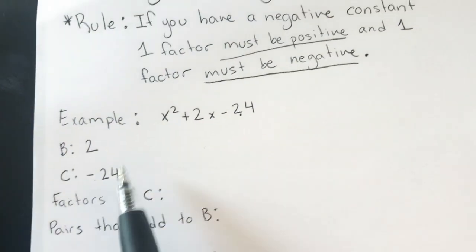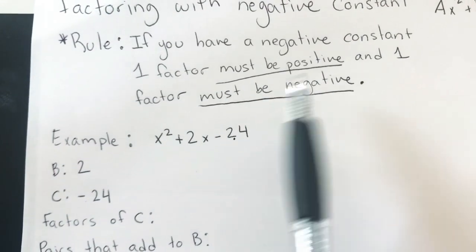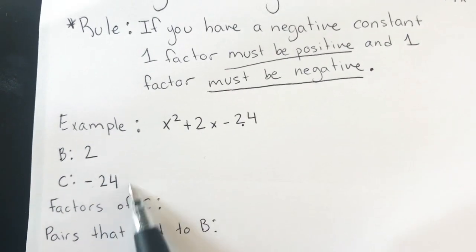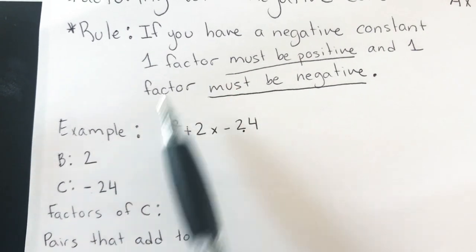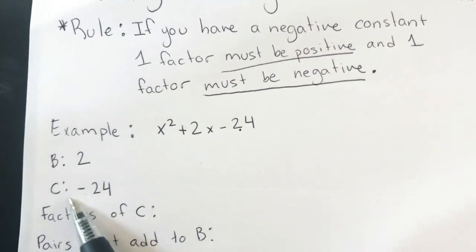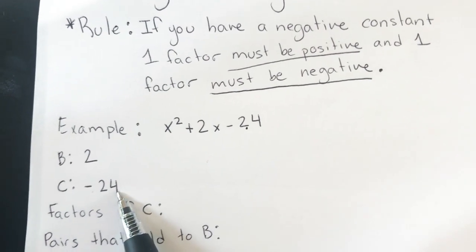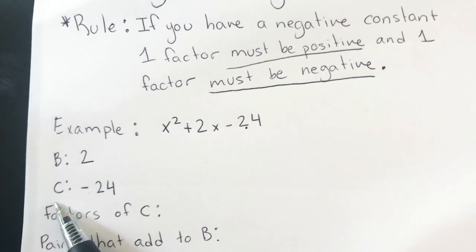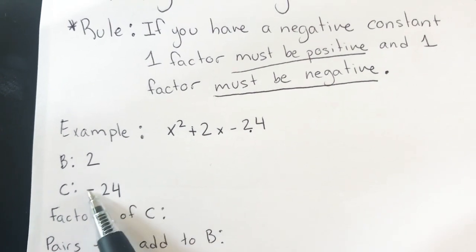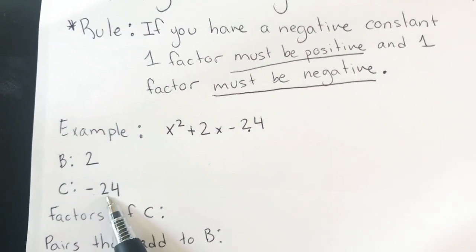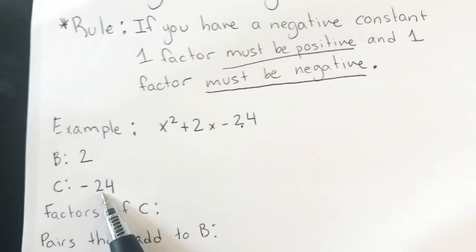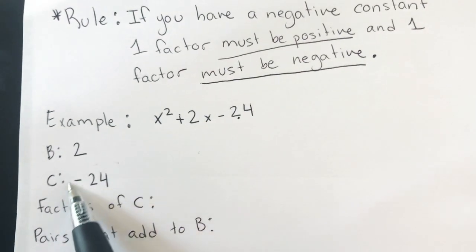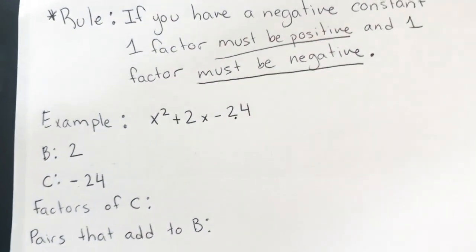So the reason why I know that I need one factor that must be positive and one that must be negative is because if I have a negative constant and I know my two factors need to multiply together to be the c value, if I had two positive numbers multiplying, we would not get a negative. If I had two negative factors being multiplied, we also would not have a negative constant because a negative times a negative is positive. So one must be positive and one must be negative. So when they multiply together, I do get this negative c value.